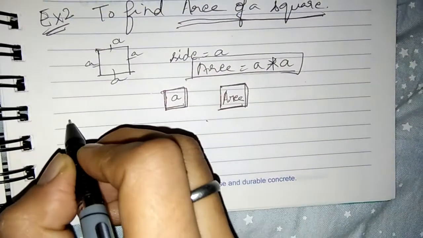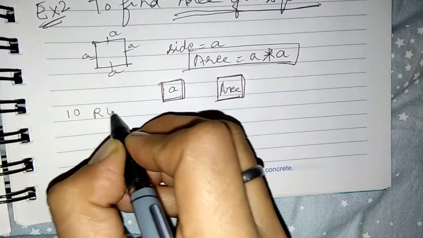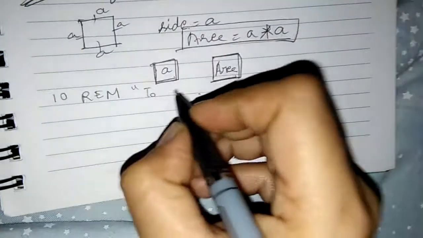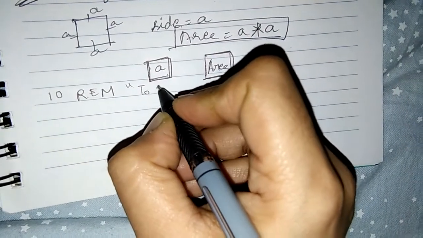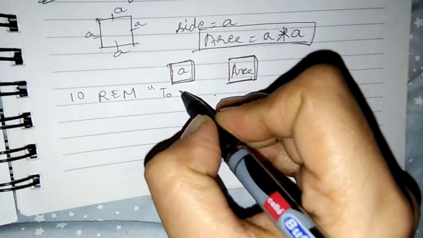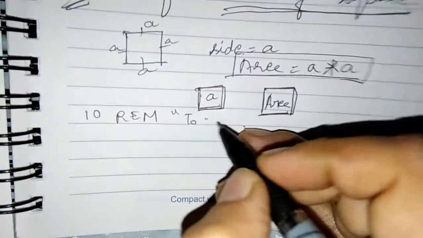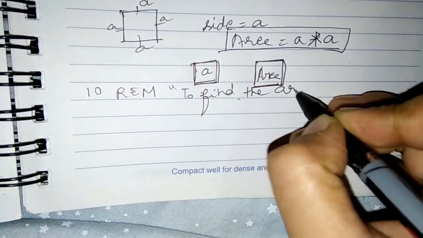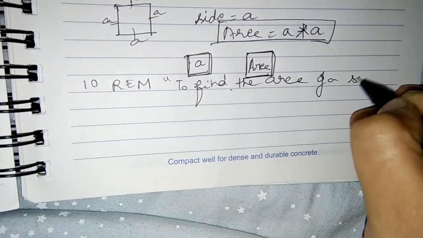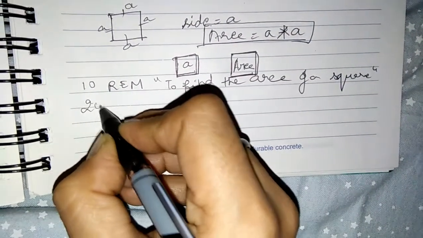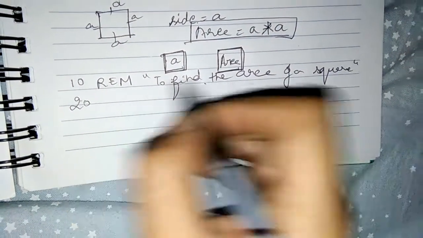So now how will I write the program? The first statement would be the rem statement that I will write for my reference when I come back to this program, and why I have written this program. Instead of reading the entire program, I can just read the rem statement and find out what this program is doing. To find the area of a square, you can write it in short if you want, whatever is convenient for you.